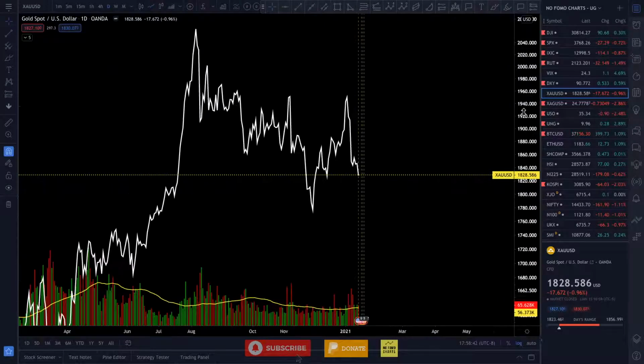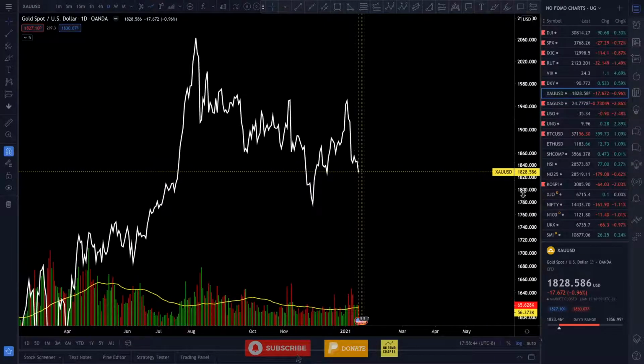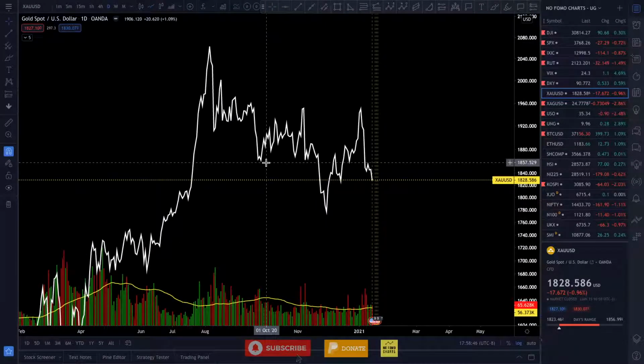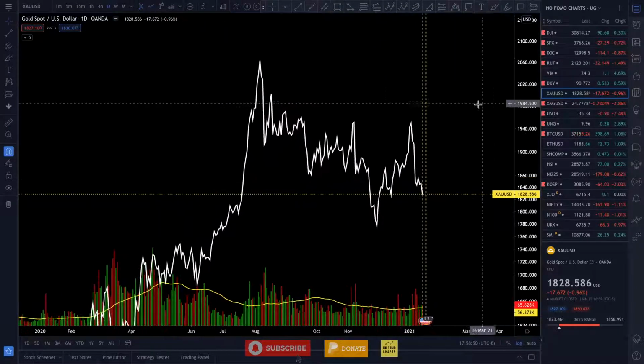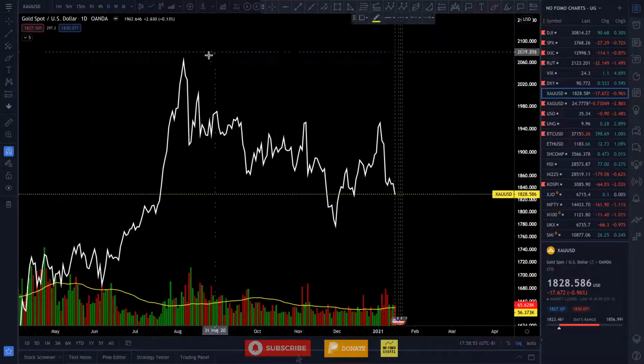Okay, gold spot US. Let me start over. Gold spot USD. All right, so right here. So boom, resistance.